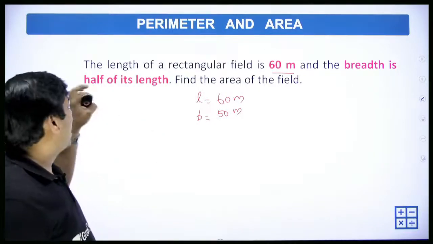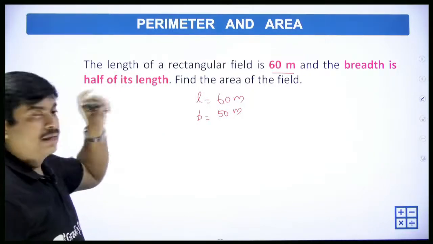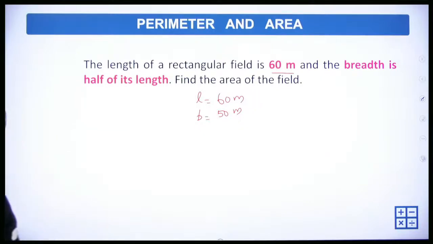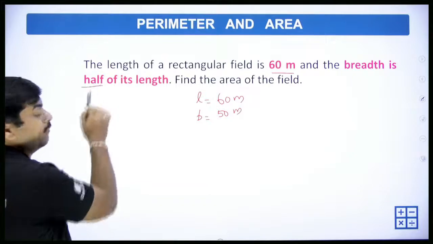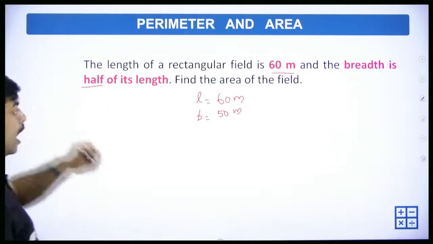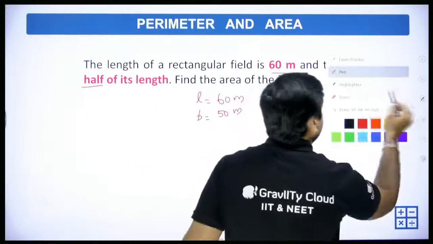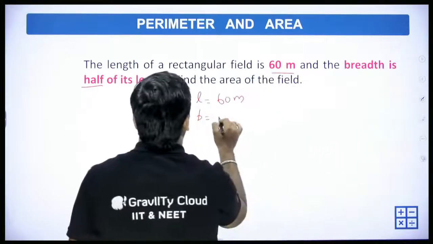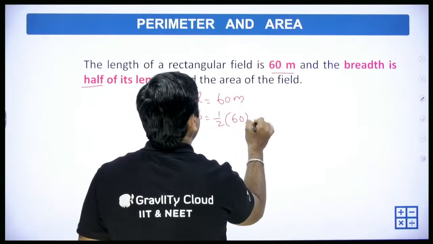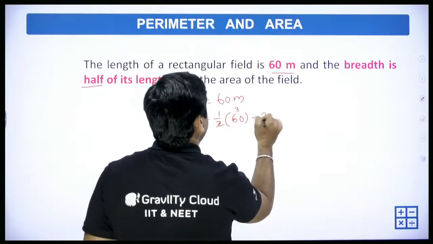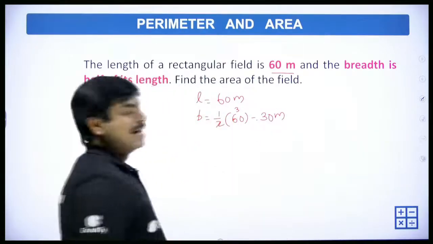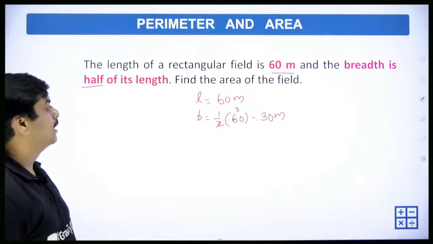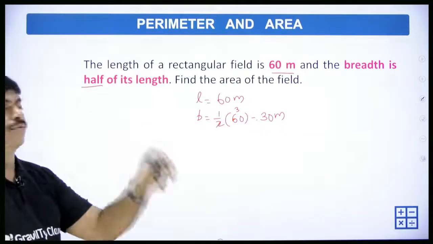The breadth is half of its length. So once again, let me check that. The length of the rectangular field is 60 meters and the breadth is half. Half means not 50, I'm so sorry. Half means half of the length, which is half of 60, which is 30 meters. Length is 60 meters and breadth is 30 meters. Find the area of the field.